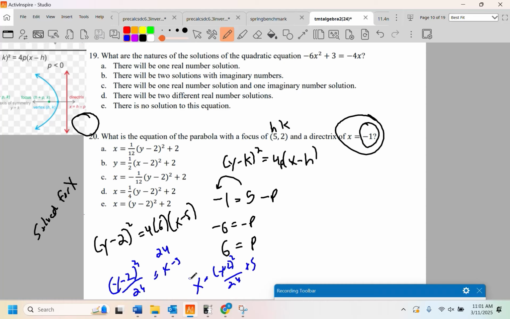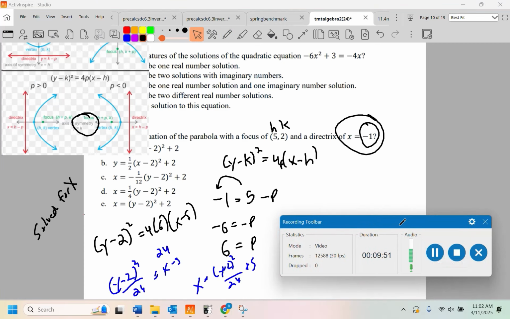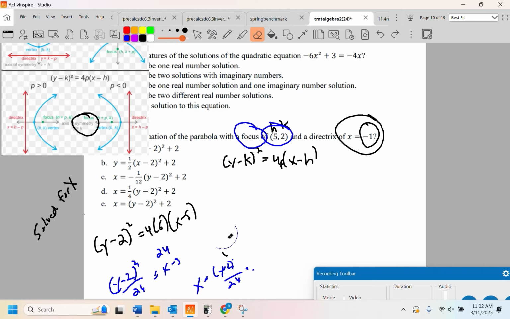So what have I done? All right, let me pause and think. Well, I'm going to leave this on here. It just occurred to me that I'm a complete idiot. I thought they gave the vertex. They didn't. They gave the focus. That's what they gave. They gave the focus at 5, 2. All right, so I'm an idiot.